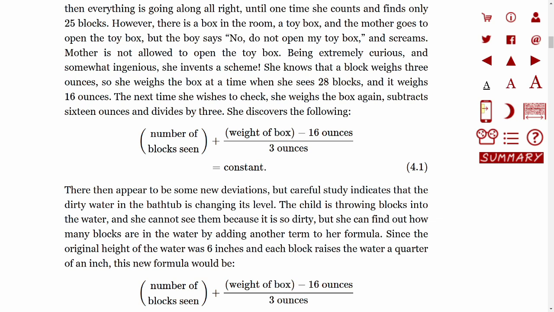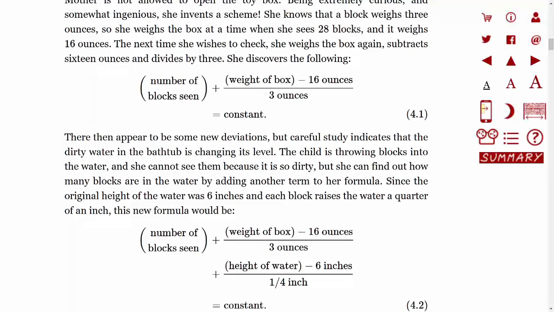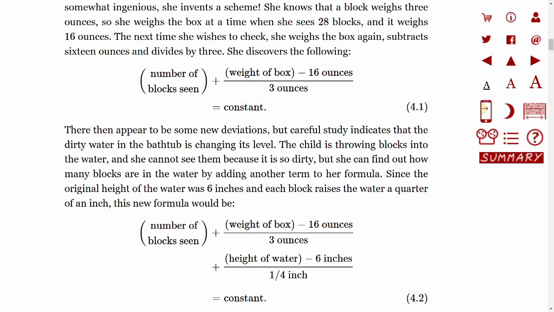She knows that a block weighs 3 ounces. So she weighs the box at a time when she sees 28 blocks, and it weighs 16 ounces. The next time she wishes to check, she weighs the box again and subtracts 16 ounces and divides by 3. She discovers the following equation 4.1: number of blocks seen plus weight of box minus 16 ounces divided by 3 ounces is constant.